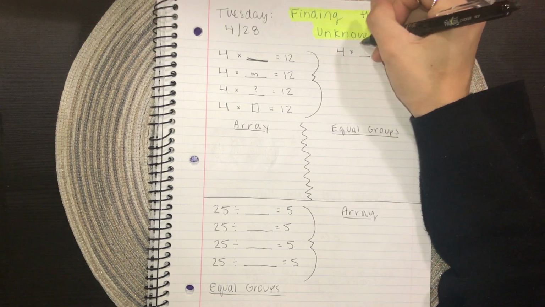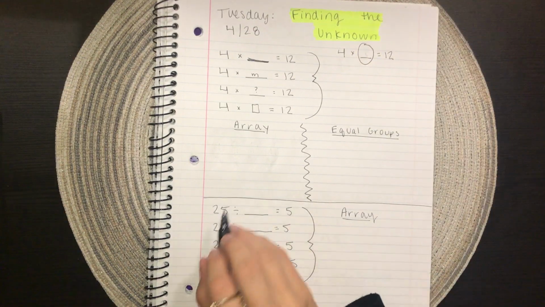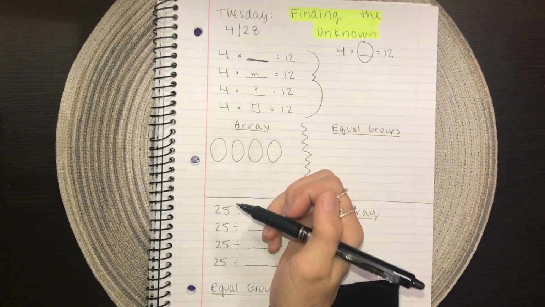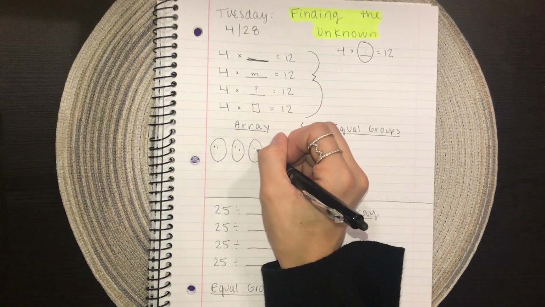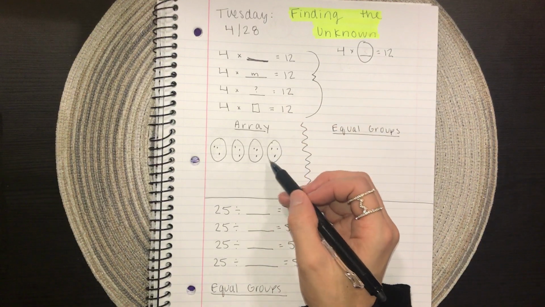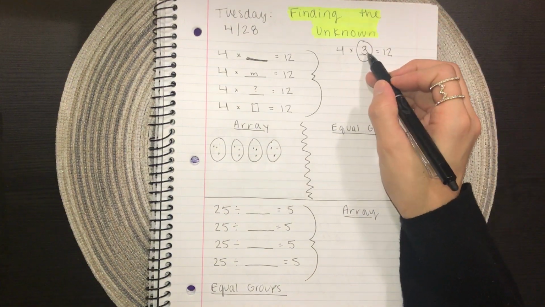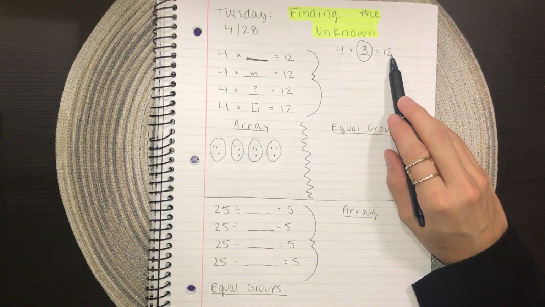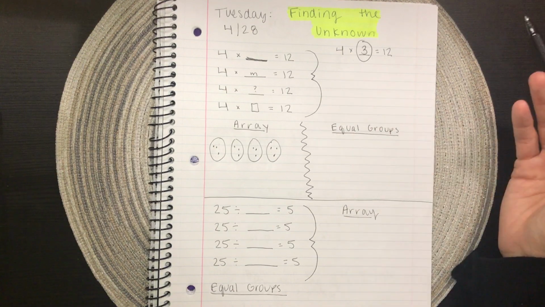And so they just want you to figure out what this number is that you're multiplying 4 by to get 12. So you can do that in an array by making 4 groups and then dividing 12 amongst those groups. So 1, 2, 3, 4, 5, 6, 7, 8, 9, 10, 11, 12. So then when you add up each group, they each have 3 evenly. Therefore, 4 times 3 equals 12. You can also do inverse operations and check your work. So 12 divided by 3 equals 4, which is correct.